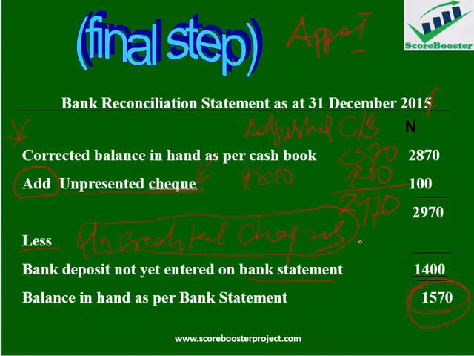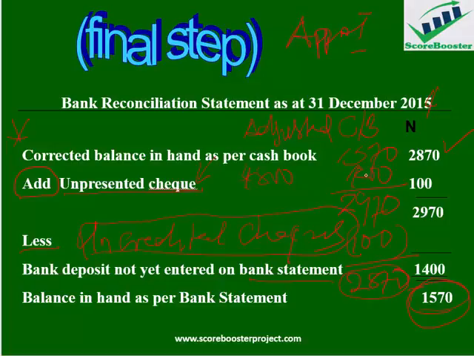We now less unpresented check. You have 2,870. We call it the balance as per adjusted cash book. You can see that's approach number 2.